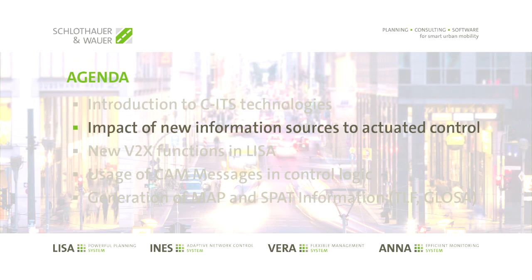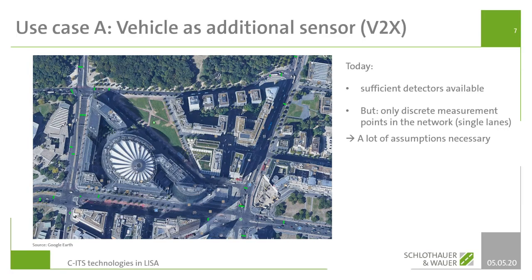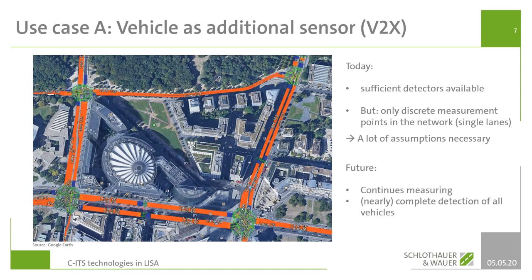A first example here, you see on the image the green dot, which represents single induction loops. This measures the occupancy only at discrete points of the network. So a lot of assumptions are necessary just to get a full traffic model here. And we think with V2X communication, we can have a continuous measuring here. So we have a full traffic overview of that kind of area. So we have a complete detection of all the vehicles.